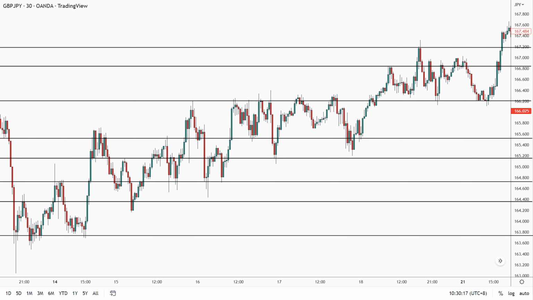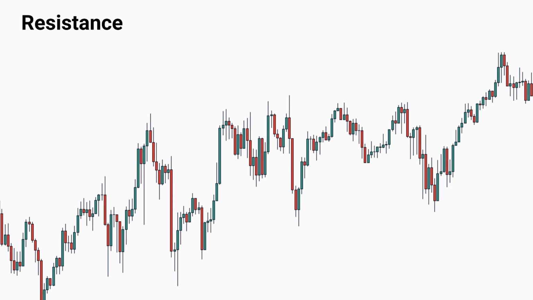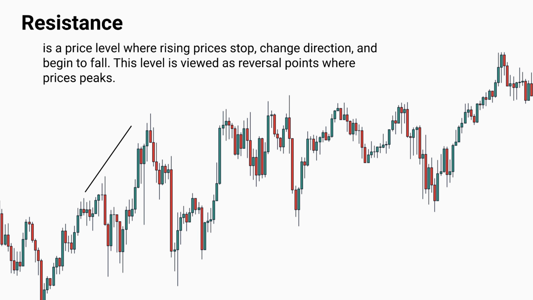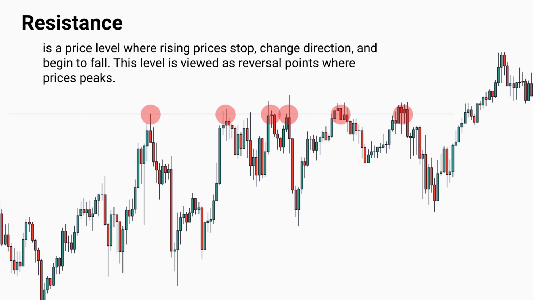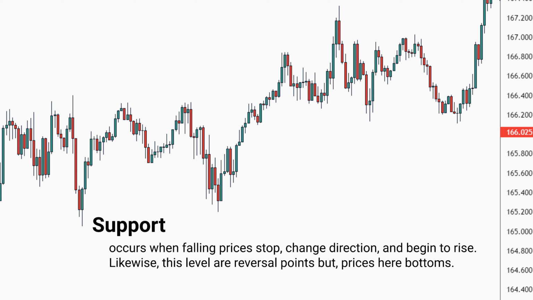But first, what is a resistance and a support level? Resistance is a price level where rising prices stop, change direction, and begin to fall. This level is viewed as reversal points where prices peak. Support, on the other hand, occurs when falling prices stop, change direction, and begin to rise. Likewise, these levels are reversal points, but prices here bottom.